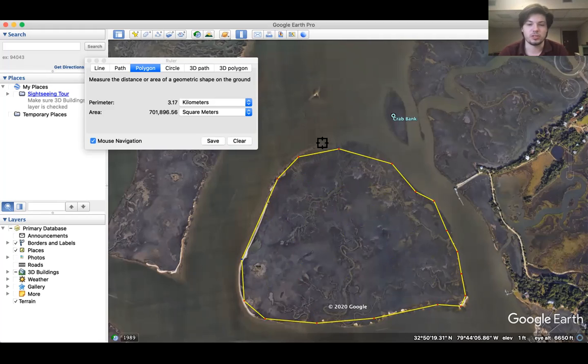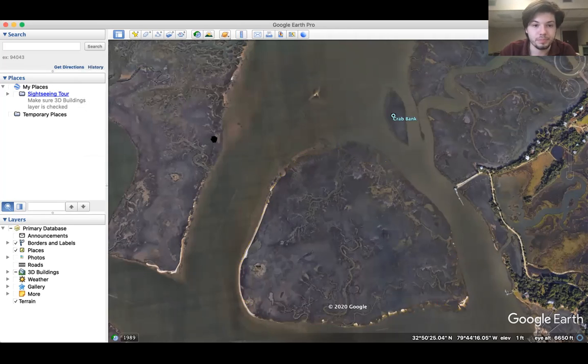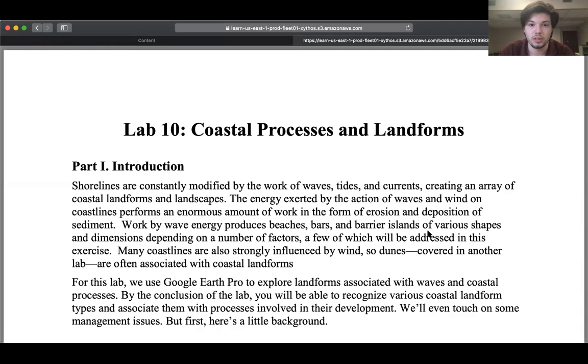So that's close. So we can see here that this area has a perimeter of about 3 kilometers and an area of about 0.7 square kilometers. So you're going to be using that area taking and measuring process during the lab of polygons. All right, and so last, we'll hop over and take a quick look at the lab itself.